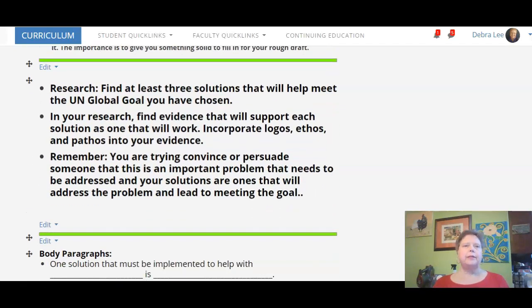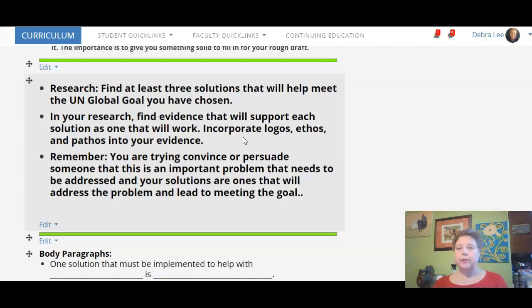So here it is, spelled out for you. Research, find at least 3 solutions that will help meet the UN global goal you have chosen. And of course, I have suggested that you go to that global goals page that you started from and look at the targets that they have and choose from there. And then in your research, find evidence that will support each solution as one that will work. Incorporate logos, ethos, and pathos into your evidence. We talked about that last time.